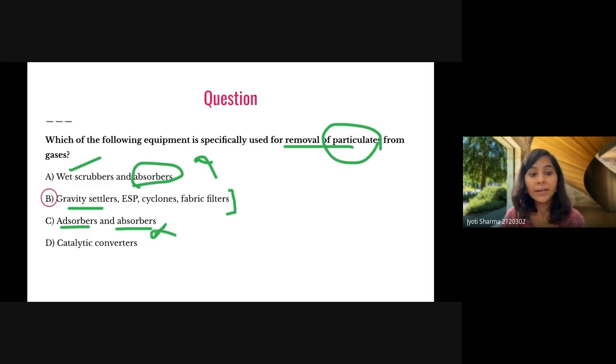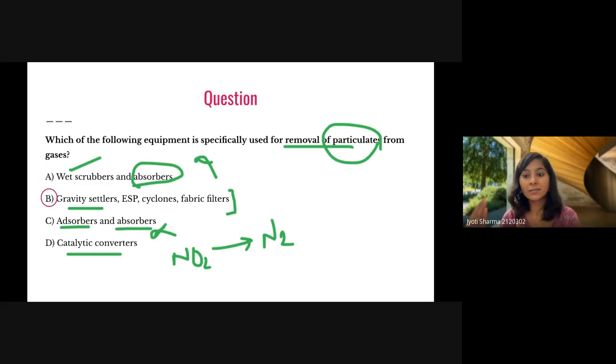Catalytic converters are used in vehicles when we want to change NO2, let's say NO2 into N2 or the inert gas. So this is again the conversion of NOx or SOx into inert gases. And this kind of converter we do use in the vehicle, in the engine. So this is again not the right answer. The right answer will be gravity settler, ESP, cyclone, and fabric filters.